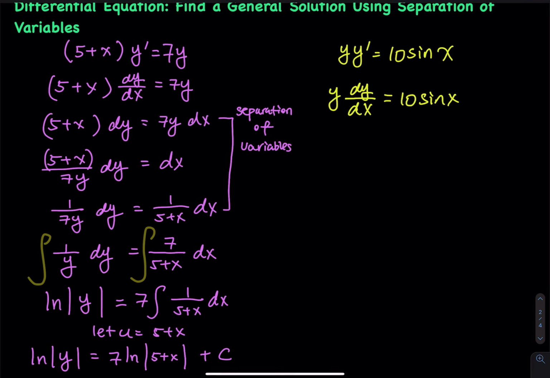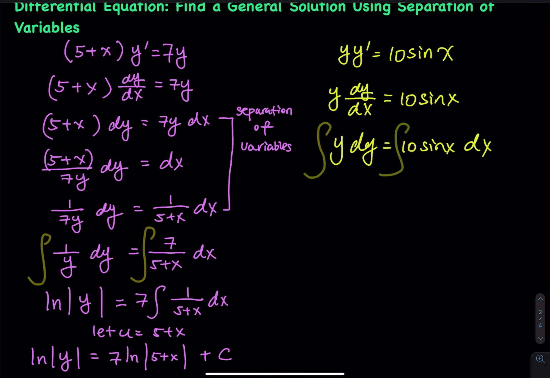So first of all, what should I do? This one is easy. Just multiply the dx to the other side. So y dy is equal to 10 times sine of x dx, and then you can just integrate, right? You can integrate because the separation of variables is done.